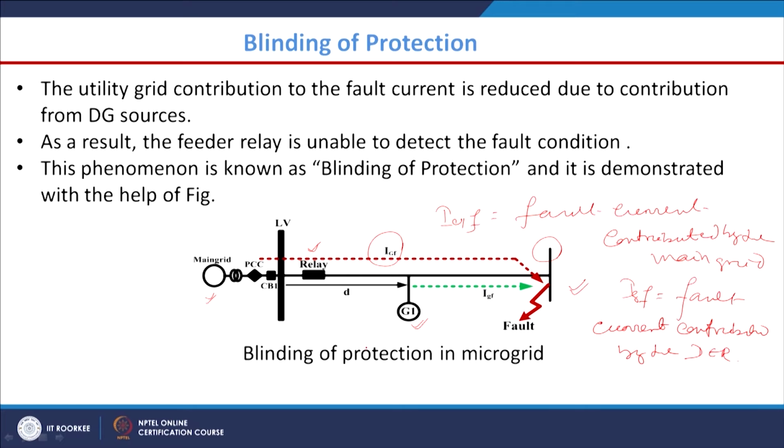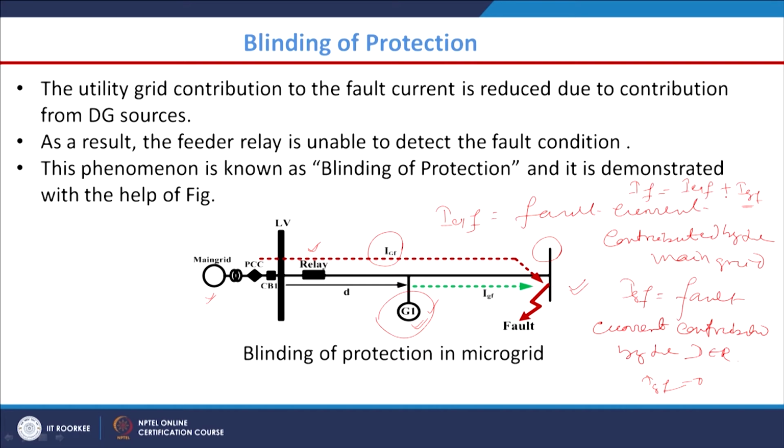So what will happen now? Initially, without the presence of DG, the DG contribution is going to be 0, because if the DG is not present, the fault current IF is completely contributed by the main grid, IGF. Now, if the DG is present, IF is equal to capital IGF plus small IGF, the current contributed by the DER or distributed energy resources.